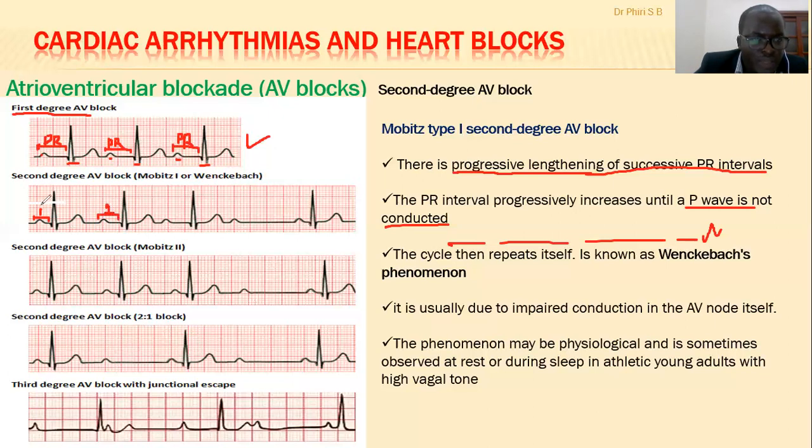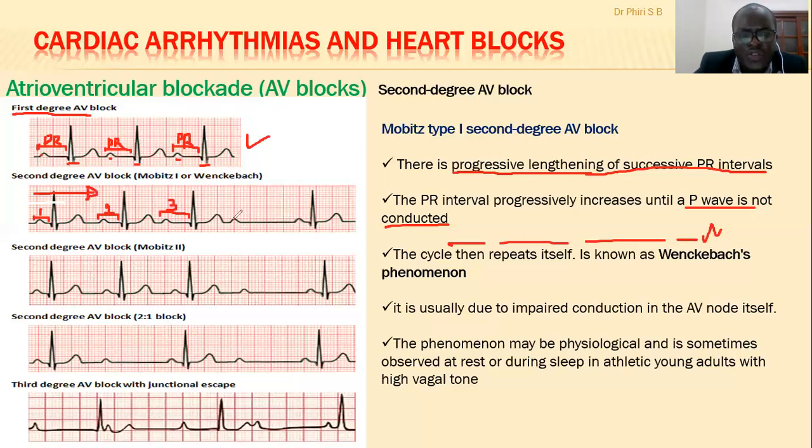So the first PR interval is shorter compared to the second PR interval, which is shown here. Then the third one, you can see starting from here, the beginning of P wave to the start of QRS complex. So the third one is even much longer, or it's longer than the second one. So there is a progressive increase in PR interval.